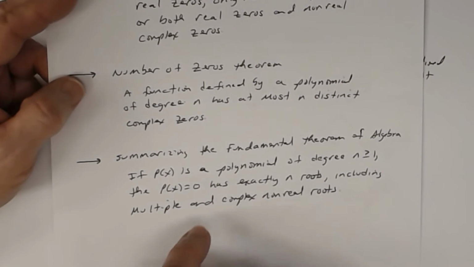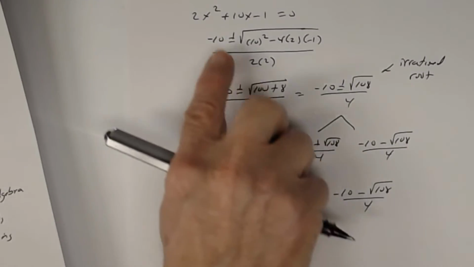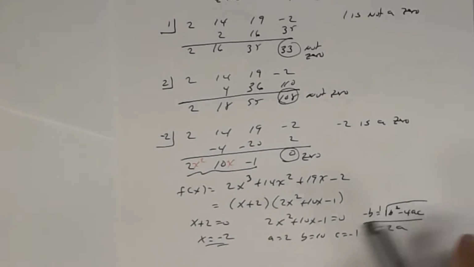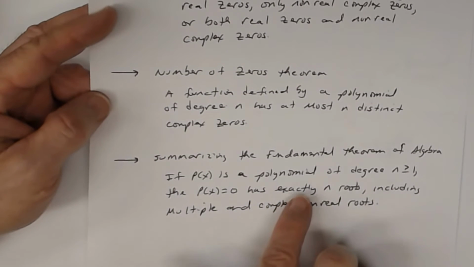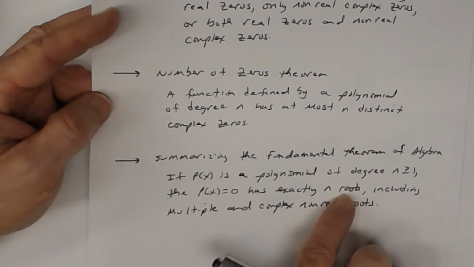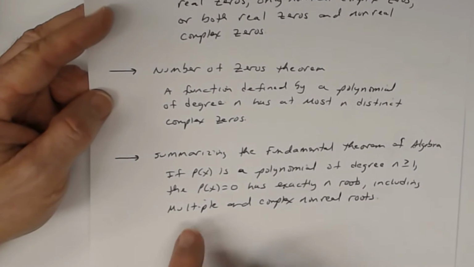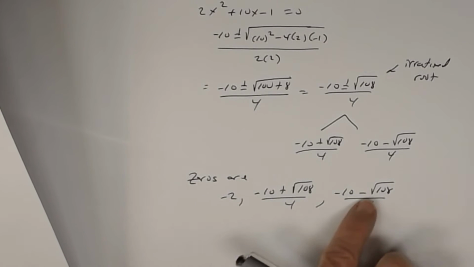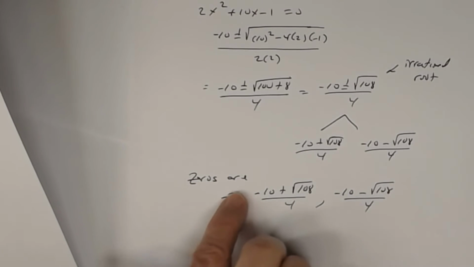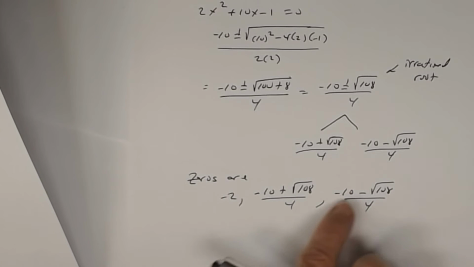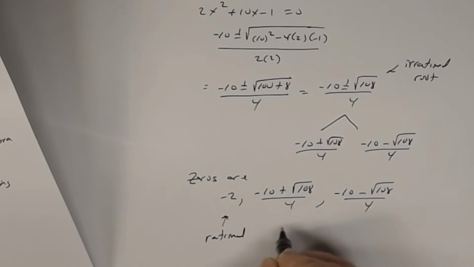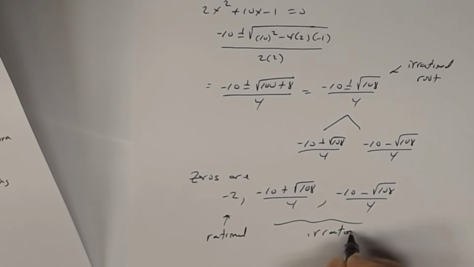So given a polynomial function of degree n, in this case my degree was 3, the fundamental theorem of algebra says I will have exactly 3 roots, 3 zeros, including the multiplicities. So notice I have 3, and they're all different. I have 1 rational and 2 irrational. So notice this is rational, and these are irrational.